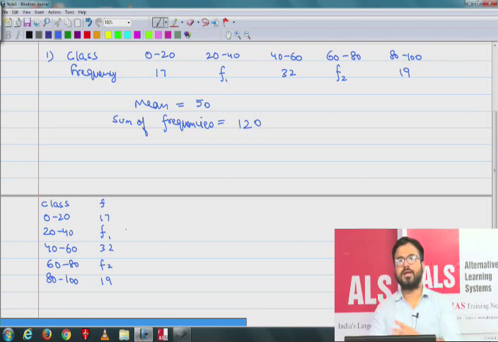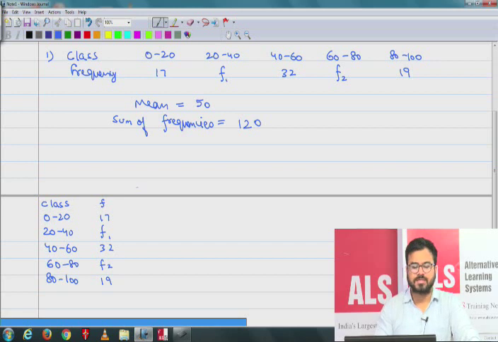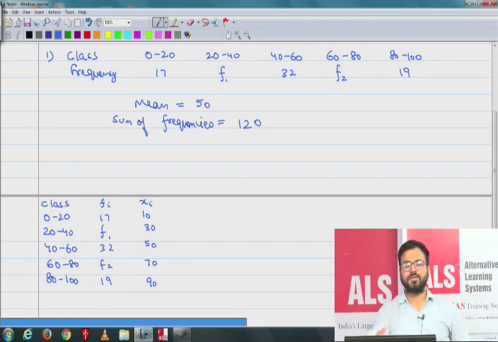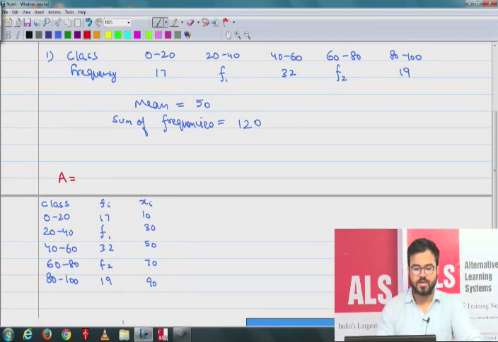In order to find the mean in the case of class intervals, first of all we have to find the class mark. The class mark is denoted by xi, which is the average of the upper value and lower value of a class. So 0 plus 20 divided by 2 is 10, then 30, 50, 70, and 90. Now if you want, you can directly multiply fi and xi to get the mean, or you can take the help of the assumed mean. Let's say I take the assumed mean as 50.